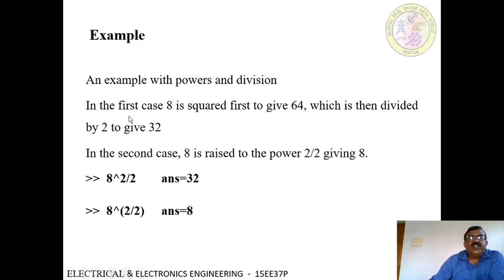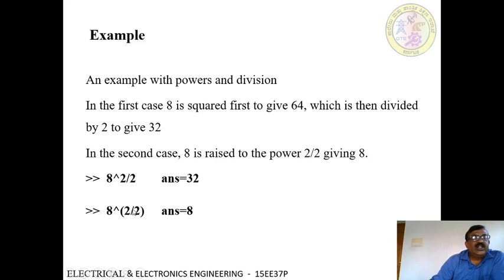Here in the first case, 8 is squared first. 8 squared gives 64. The answer of 8 squared is 64, which is then divided by 2 to give 32. First 8 squared is evaluated, then the answer is divided by 2. The answer is 32.